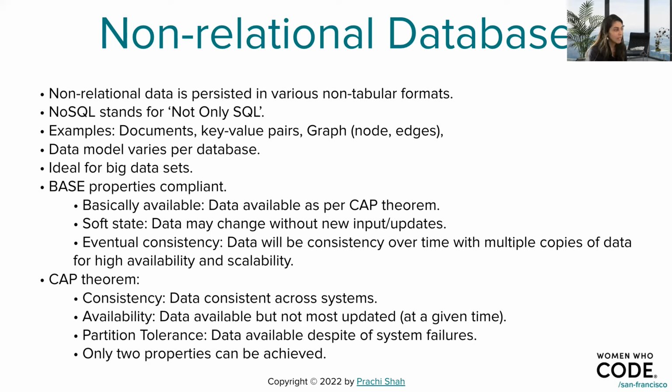Eventually it will be. And then partition tolerance: despite network failures or system failures, your data is still persisted, modifications are permanent, and you are able to fetch the most updated information. These are some of the challenges of data persistence in all the databases that we have, and you can only achieve 2 of these properties at a given time.